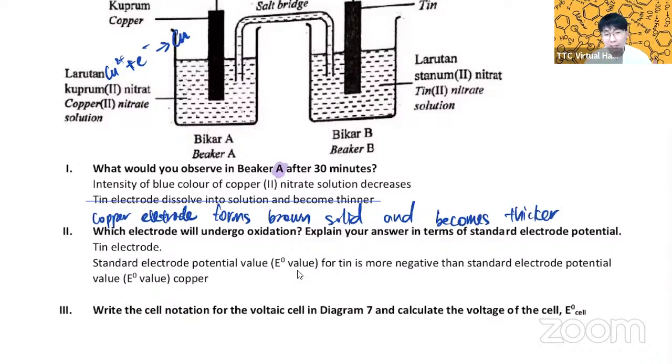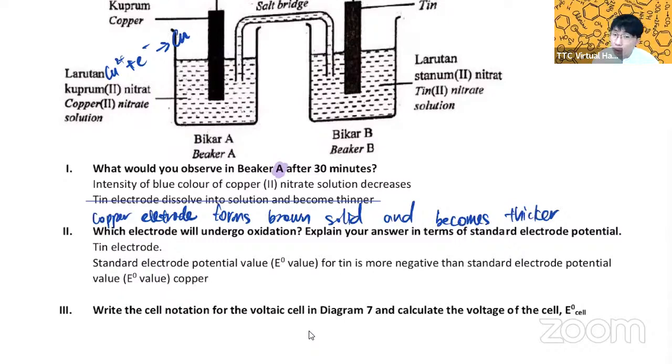And then cell notation. Let me test you all a bit. Do you all remember how to write cell notation? Cell notation is actually quite simple if you remember the trend. But I believe most of you don't remember that already. You always start from where? The beginning and the end is always your electrode. And then in the middle should be your solution, or I mean the ions, the specific ions, with a double line in the middle to represent the salt bridge. So how do I start?